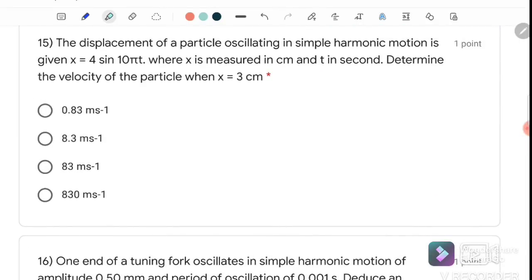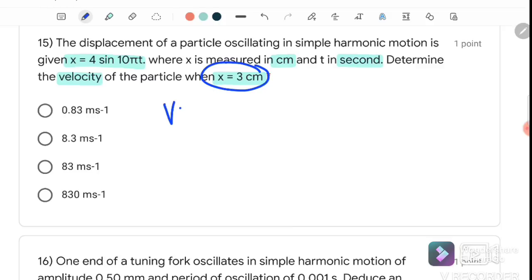So the displacement of the particle oscillating in simple harmonic motion is given by the equation x equals 4 sine 10 pi t, where x is in cm and t is in seconds. Determine the velocity of the particle when x equals 3 cm. Here they give you x equals 3 cm.